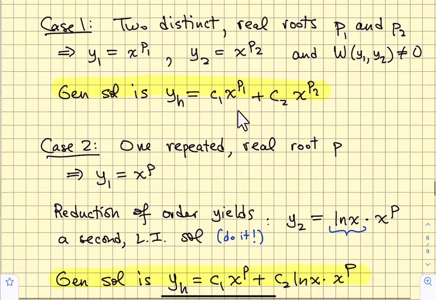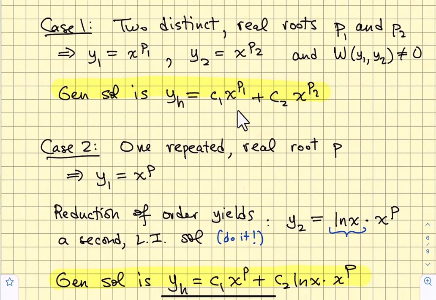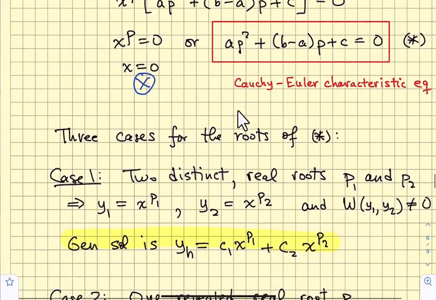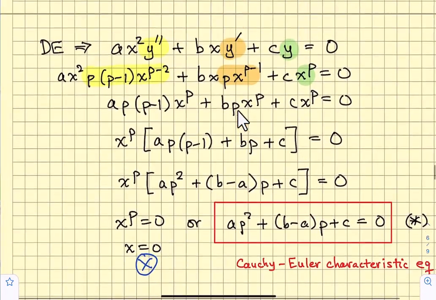Okay? Now, case 2 is what happens if we have one repeated real root, we'll just call it p, for the Cauchy-Euler characteristic equation. If we do, then we have y1 equals x to the p, but remember, our theory says in order to build the general solution to the homogeneous problem, we must have a second linearly independent solution. So now we need to manufacture a second linearly independent solution, and this is why we learned reduction of order in this section. What would we do with this equation if we knew one solution?